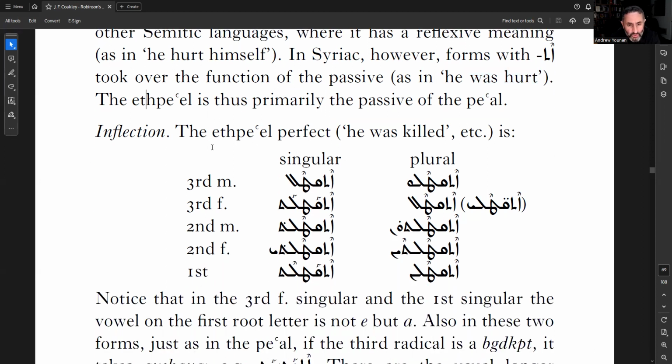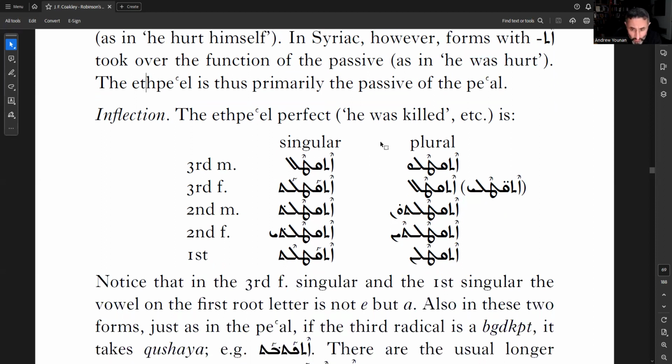Inflection. You saw this in the blue book, but let's go over it again. The perfect, he was killed. So let's start from here. I was killed. Ithqatleth. So let's take a look at this. Qatleth, you already know, is I killed. Ithqatleth is I was killed. It happened to me.